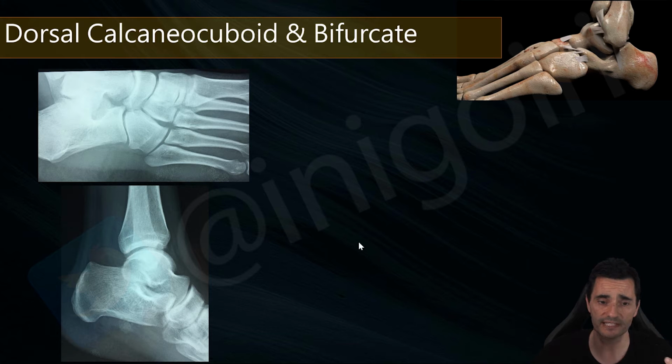With x-rays it's not very easy to see this area, because in the normal lateral x-ray the talus is over the calcaneus. We don't have a good view and we need these oblique views, and usually it's not a normal view when we want to check the ankle. Okay, so in this view we can sometimes see something here.